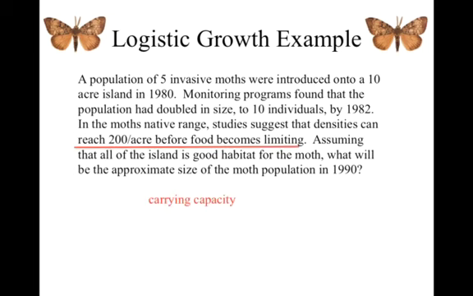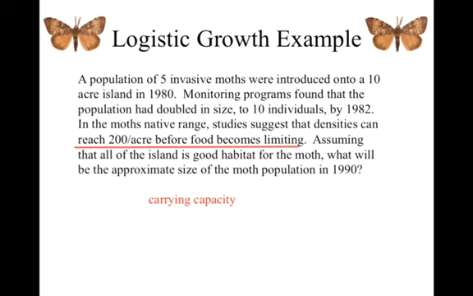So the first thing we see, a population of 5 invasive moths were introduced onto a 10-acre island in 1980. Monitoring programs found that the population had doubled in size to 10 individuals by 1982. In the moth's native range, studies suggest that densities can reach about 200 per acre before food becomes limiting. Assuming that all of the island is good habitat for the moth, what will be the approximate size of the moth population in 1990?